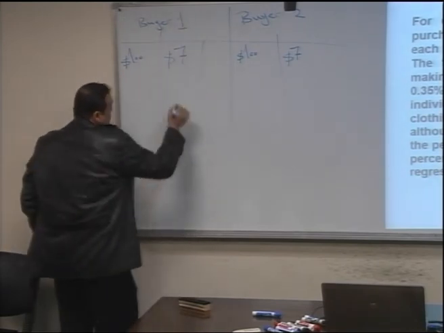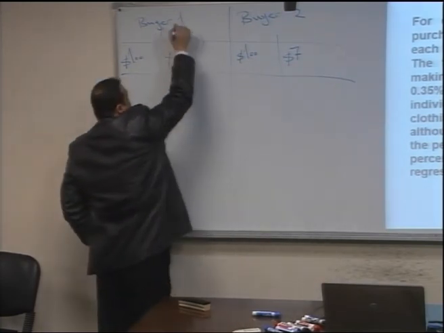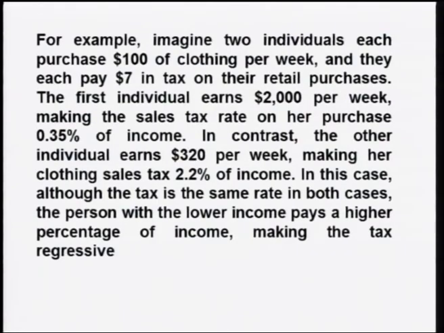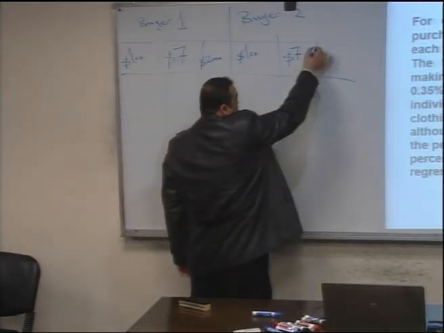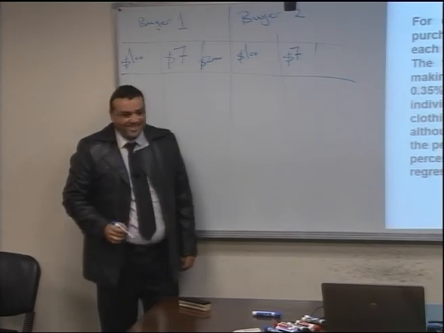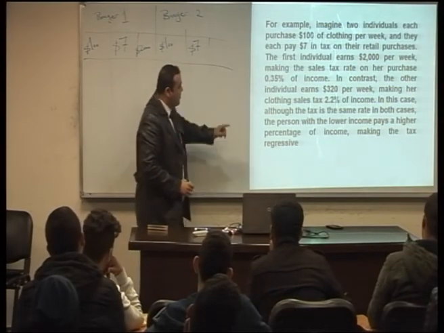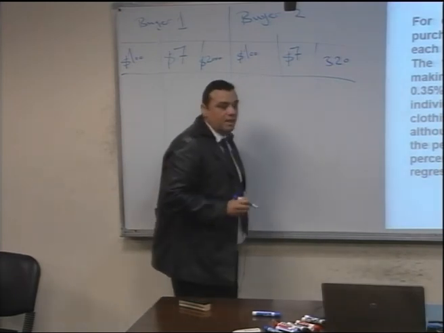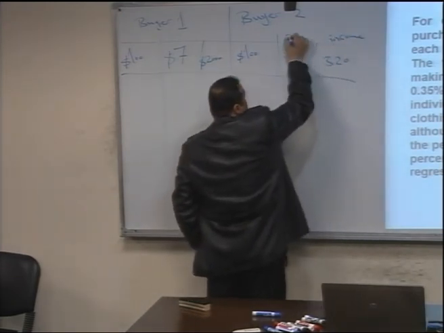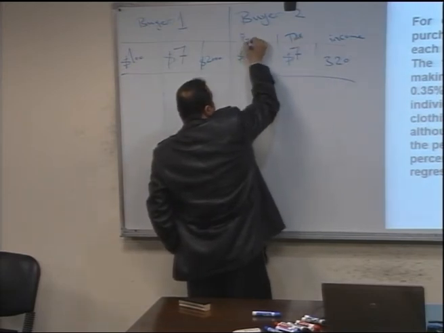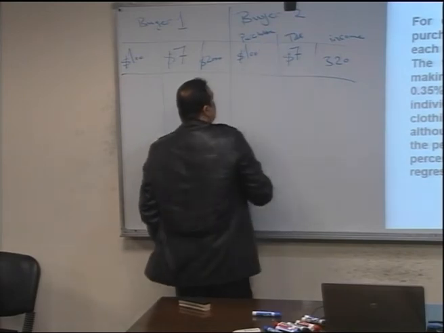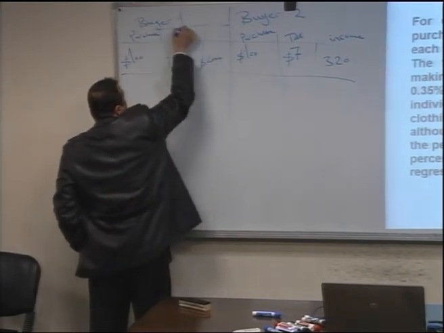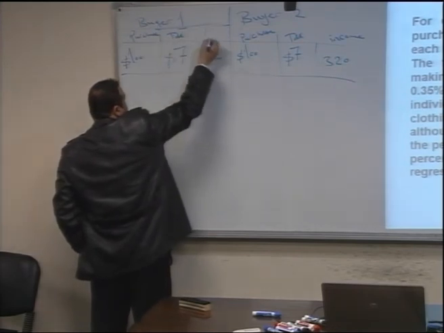This person, number one, or the income of the buyer number one was, let us assume, $2,000 per week. This is his income. And this is his income, no this one goes with us, $320. This is income, and this is tax, and this is the purchase, the value of purchases. And this is the taxes, tax paid or sales taxes, and this is the income.